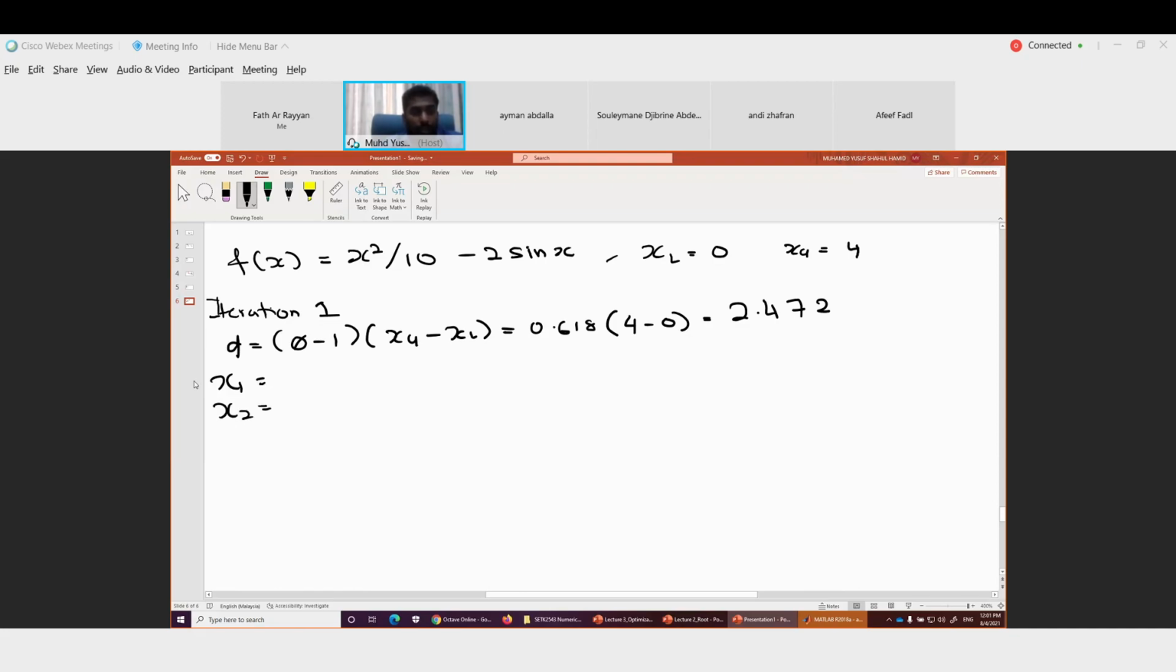Then you will have your x1 and also your x2. x1 is lower plus d, and x2 is upper minus d. Basically very straightforward. This one is 0 plus 2.472, and this one is 4 minus 2.472. Then what you get is x1 equals 2.472, and x2 equals 1.528.